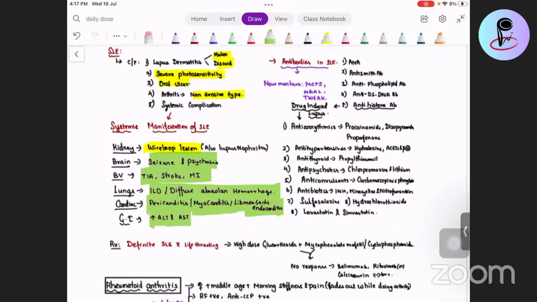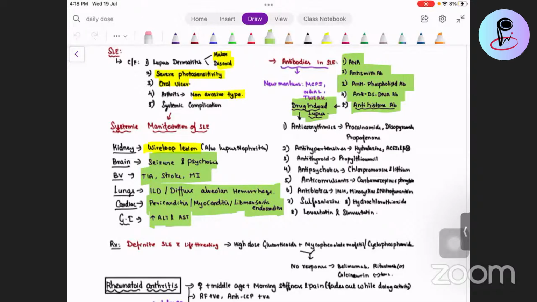Apart from that, antibodies in SLE: we have ANA, anti-Smith antibody, anti-phospholipid antibody, anti-double-stranded DNA antibody, and anti-histone antibody. Anti-histone antibody is very specific for drug-induced lupus. And in drug-induced lupus, what are the drugs which can cause SLE? There are lots and lots.